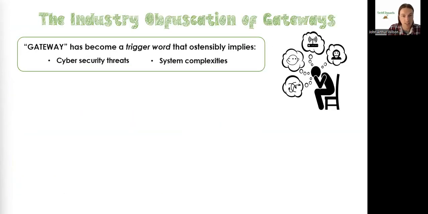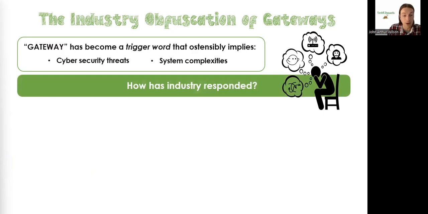Gateways. Here's the funny thing about gateways. I call this the industry obfuscation of gateways. And I want to be clear, I don't think industry is doing this out of any nefarious intent, like trying to sow discord and confusion in the market, but make no mistake about it, obfuscation is not good for the market, and obfuscating they are. So here's what's going on. Gateway has become a trigger word in the broader cyber networked community that ostensibly implies either an increased level of cybersecurity threats, and at the very least, additional system complexity. So how has industry responded to that?